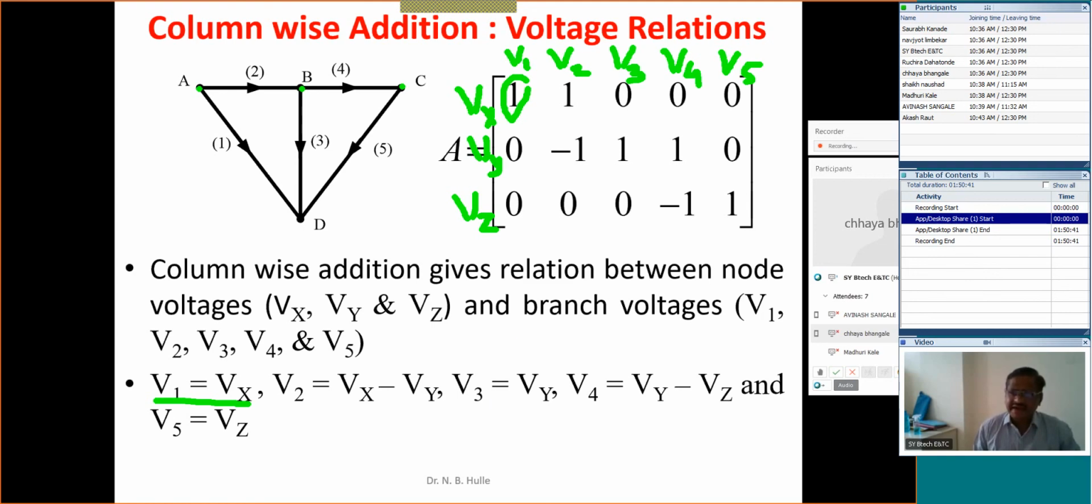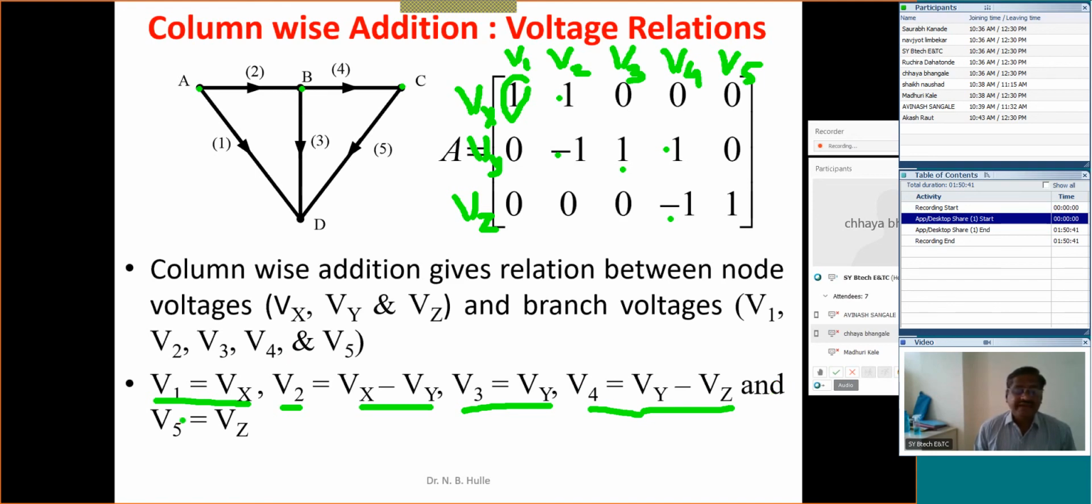Similarly, if we are finding the voltage V2, how is the voltage V2? This voltage V2 is 1 into Vx, means Vx, minus 1 into Vy, means minus Vy. This Vx minus Vy is the value of V2. Let's look here, this V2 is nothing but Vx minus Vy. How is V3? This V3 is the same as Vy. Then V4 is Vy minus Vz. This Vy minus Vz is that voltage which is V4, branch number 4 voltage.